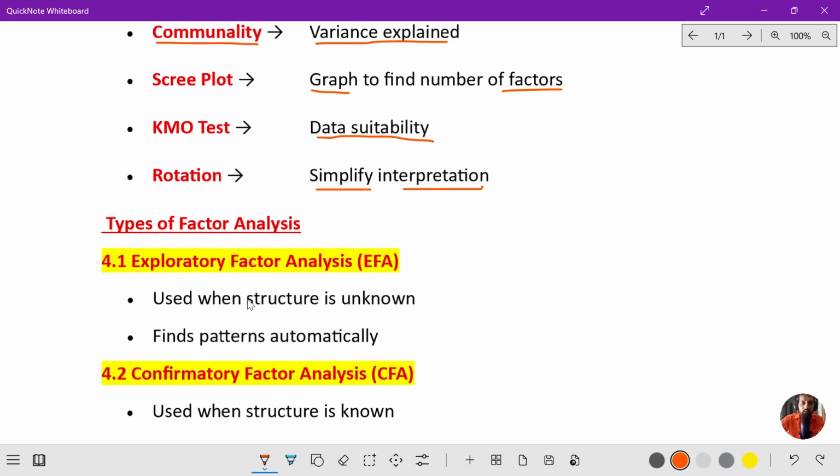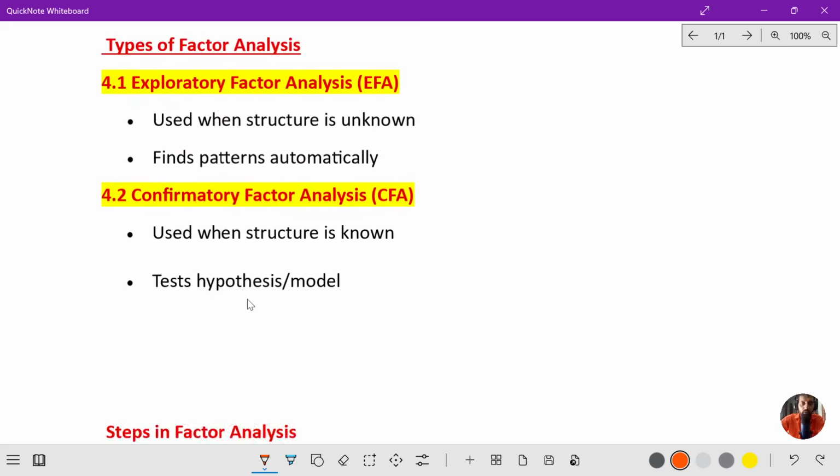Now we'll see the types of factor analysis. Most important point in this slide. First one is EFA. What is EFA? Exploratory factor analysis. Second one is CFA, which is called confirmatory factor analysis. What is the use of exploratory factor analysis? It is used when the structure is unknown. When the structure is unknown, we will use EFA, exploratory factor analysis.